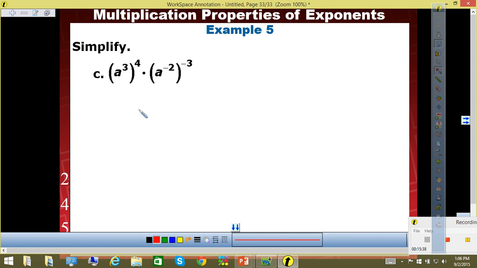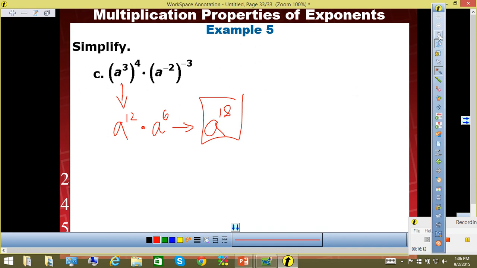Help me out with this one, please. Go ahead, Haven. What did you do for this part right here? This became what? A to the 12th power. And this became A to the 6th power. And the product of powers says that if they have the same base, what happens here? You add them, so this is A to the 18th. Yes? We got this, right? All right?